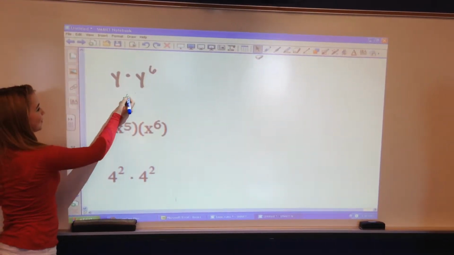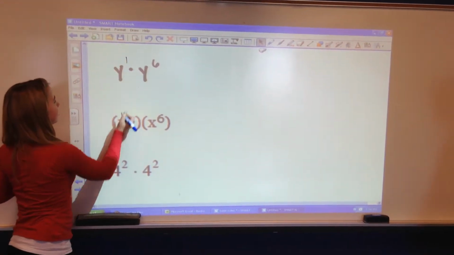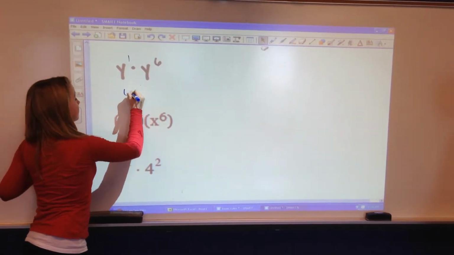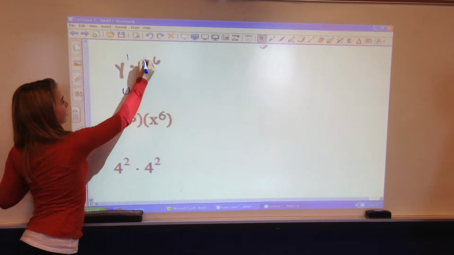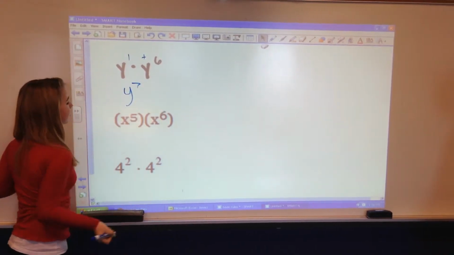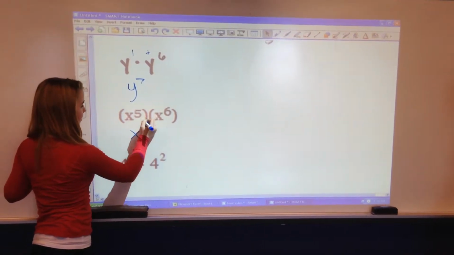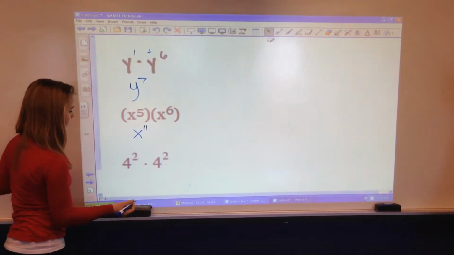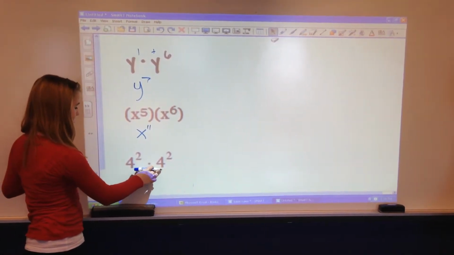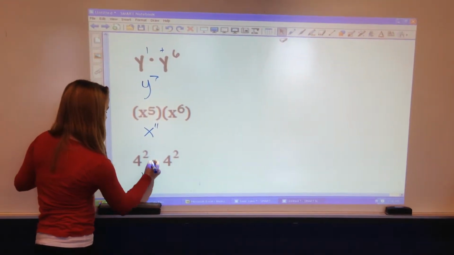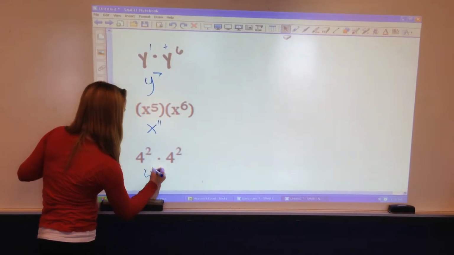Then over here, for this example, you would add a 1 here, so it would be y to the 1st times y to the 6th power. And then it would be y, add those together, there's y to the 7th. And then here, it's the same, it would be x to the 11th power. And here, since there's a number here, the bases are the same, so you keep the 4, and then it's 4 to the 4th power.